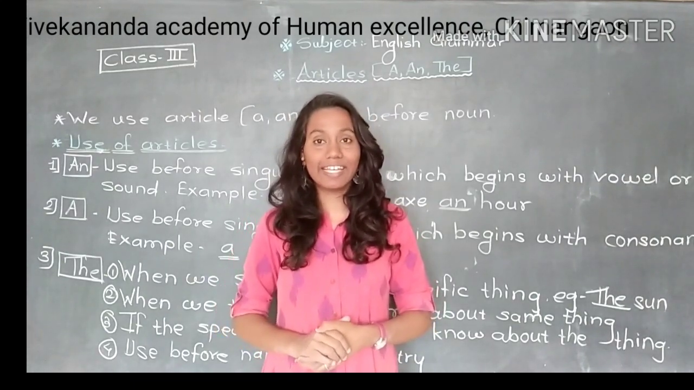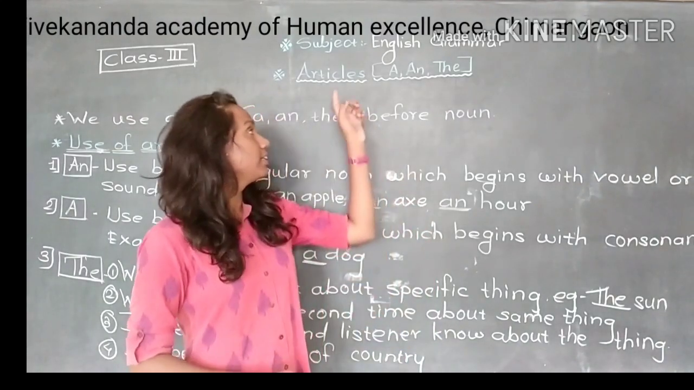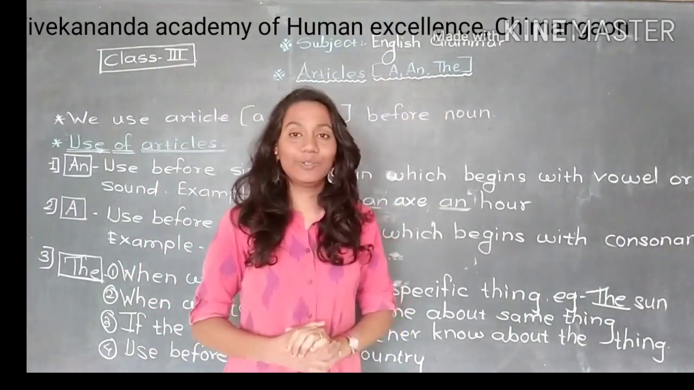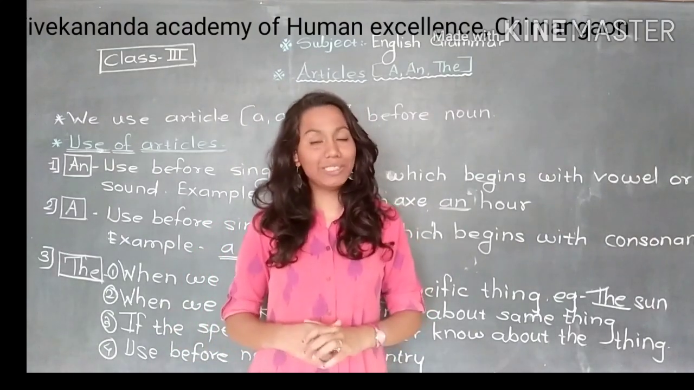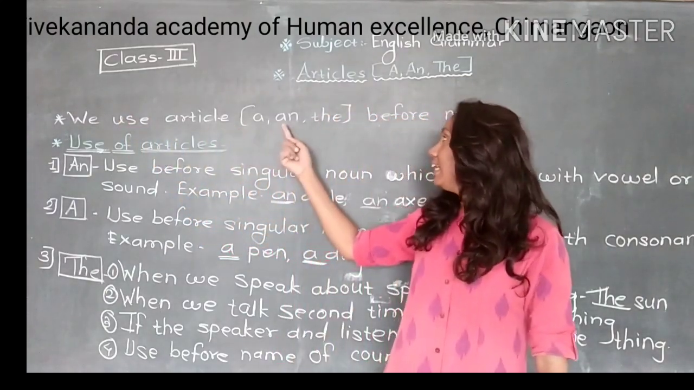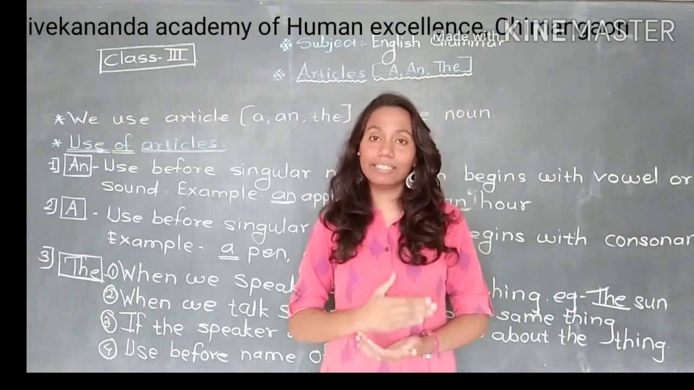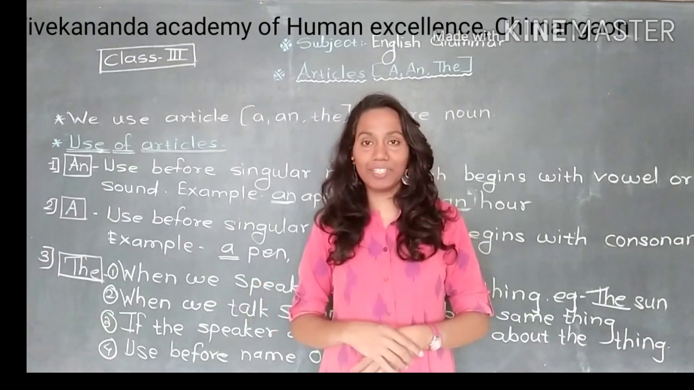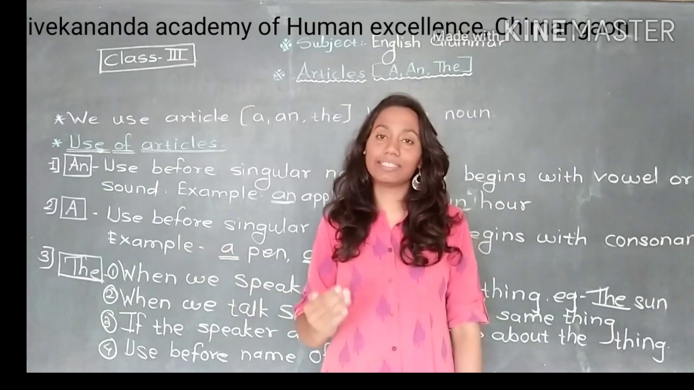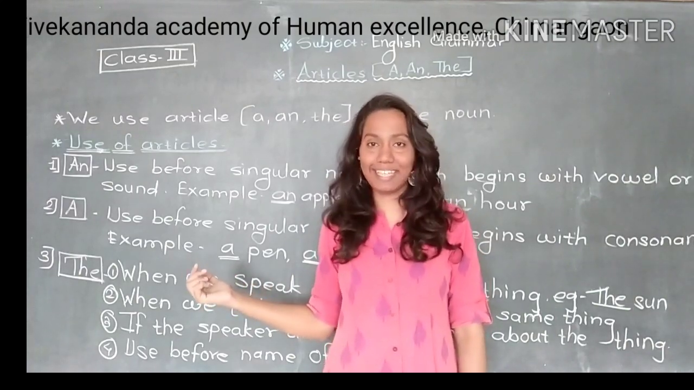Now, in English, there are 3 articles. Which 3 articles are we going to learn here? You can see here: a, an and the. These 3 articles today we will learn with rules and with some examples. We use articles a, an and the before a noun. As I told you, when we use any noun in a sentence, we use an article before the noun. There are some rules in English grammar on where and how to use this article before a noun. That we will explain here with some examples.